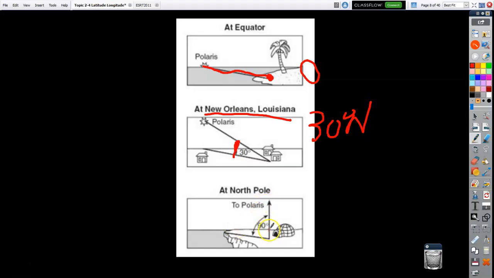And then this person's at the North Pole, which makes that right angle right there. 90. This would be 90 degrees north. So again, whatever Polaris is, that's your latitude.